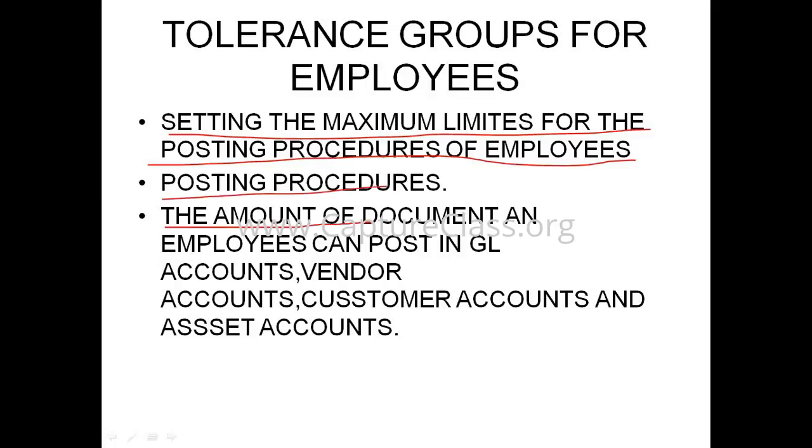The amount of a document means a business transaction. The amount of a business transaction an employee can post in GL accounts, vendor accounts, customer accounts, and asset accounts. You know that there are some account types: GL accounts, vendor accounts, customer accounts, and asset accounts. So you take any employee, as far as postings are concerned, they have to post the business transactions either in the GL accounts, vendor accounts, customer accounts, and asset accounts. For this activity, we set up the upper limit.